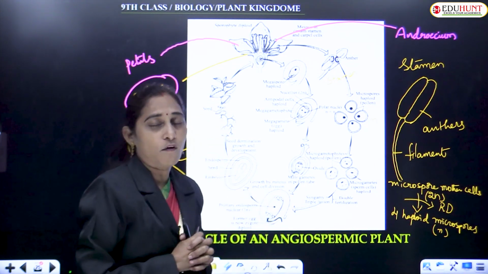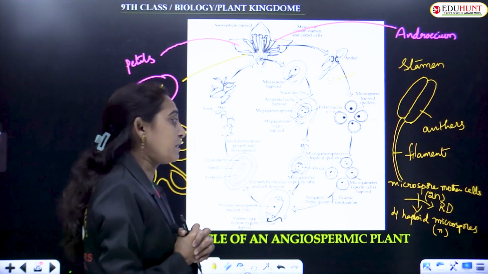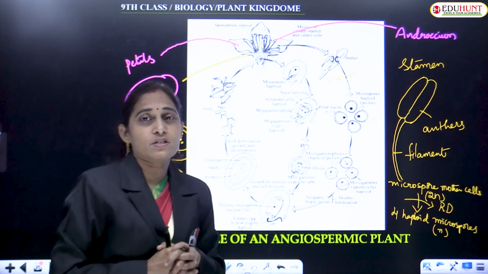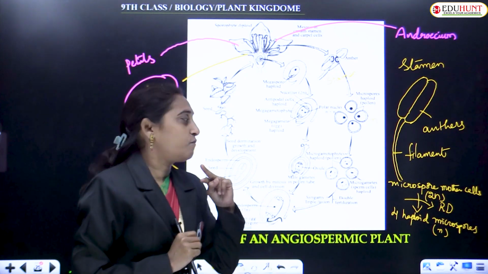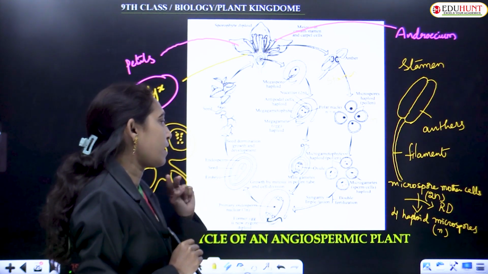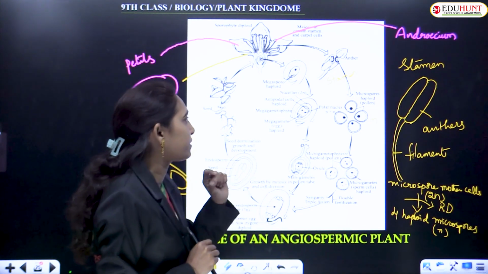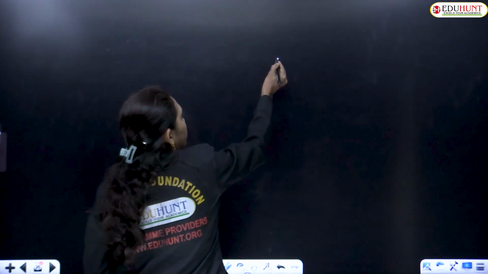The nucleus of the pollen grain undergoes division, and this division forms 2 cells. The first one is the vegetative cell and the second is the generative cell. It is not mentioned here.